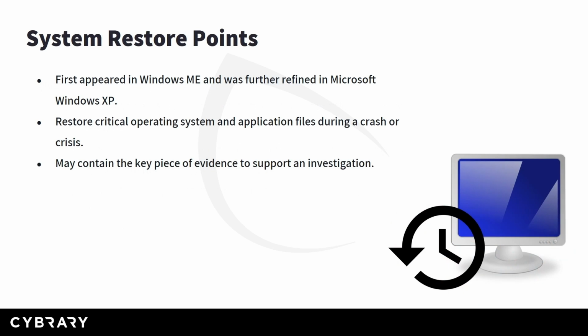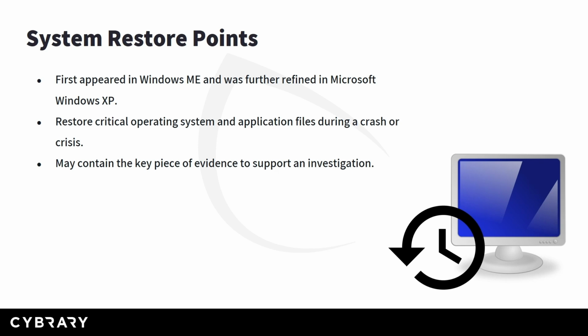System Restore first appeared in Windows Me and was further refined in Microsoft Windows XP Home and Professional. The process is meant to provide the user an opportunity to restore critical operating system and application files during a crash or crisis. System Restore monitors changes to the system and various application files and provides a simple and immediate recovery to various points in time through the creation of restore points. Its value can also be used in the forensic area. Restore points may contain the key piece of evidence to support an investigation, but are commonly overlooked.